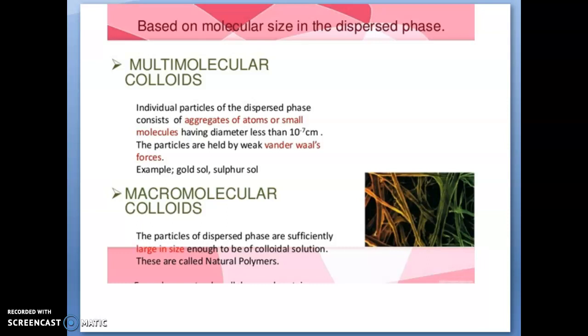The next one is the macromolecular colloids. Here the particle size of the dispersed phase is large enough to form a colloidal solution. Natural polymers are examples of macromolecular colloids. And the next one is the associated colloids.